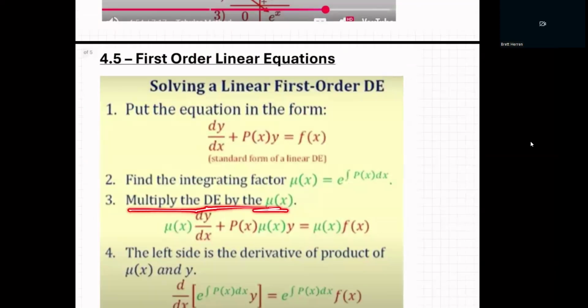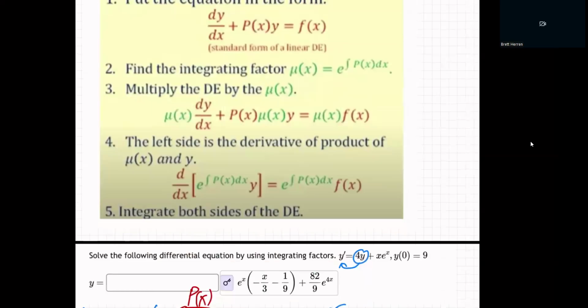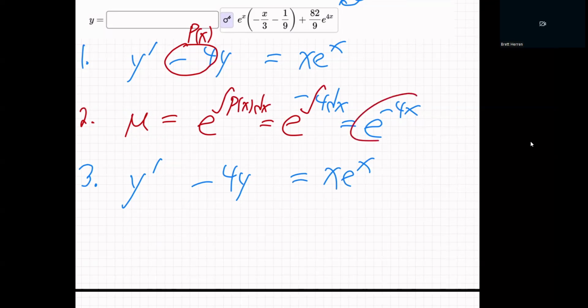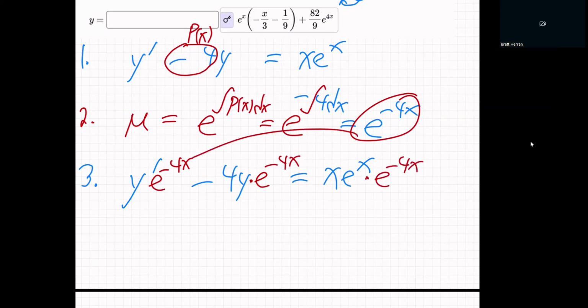And what do you do with that? Multiply the differential equation by that integrating factor, all three terms. So let's bring the differential equation down. And I'm going to take that integrating factor, which is right here, and multiply e to the minus 4x times e to the minus 4x times e to the minus 4x, right? Boom, boom, boom. Multiply all the way through by that.